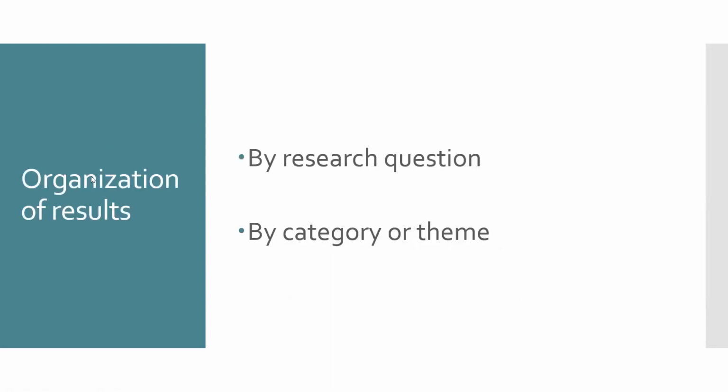So how do we organize our results? There are a couple of big ways, as you can see here. The two most common: you can organize by research question. If you have multiple research questions, these themes that I found answer research question 1. These themes answer research question 2. These, and so on and so forth. That can be a meaningful way to present the data. It's very, very popular.